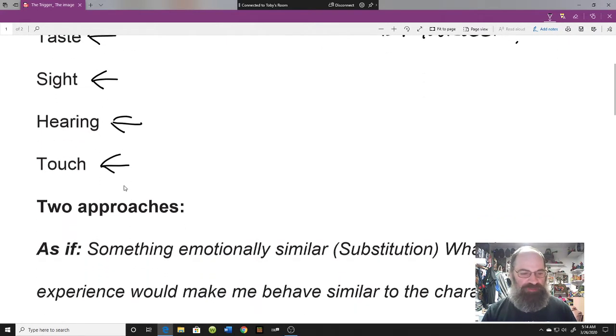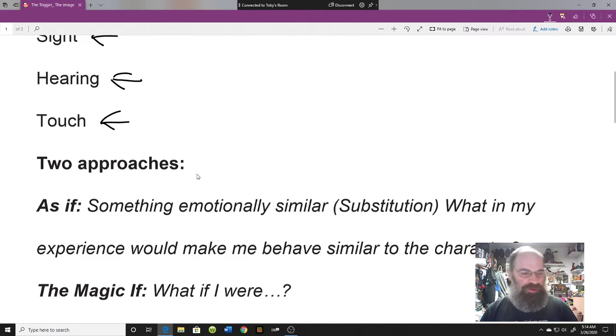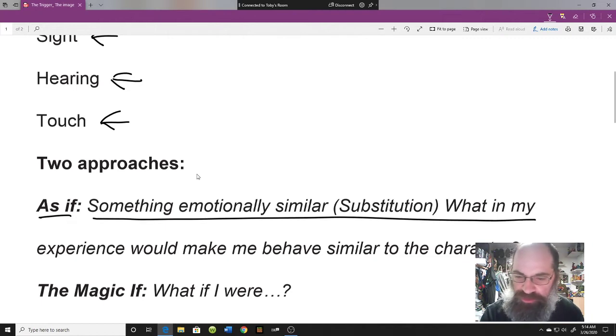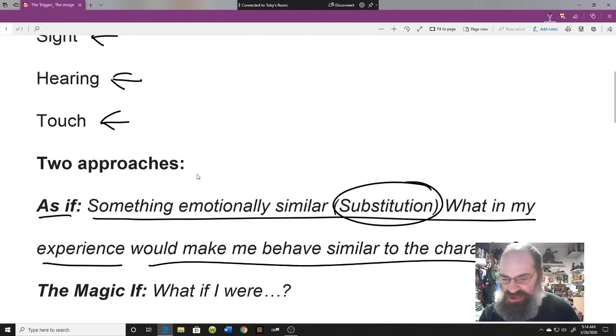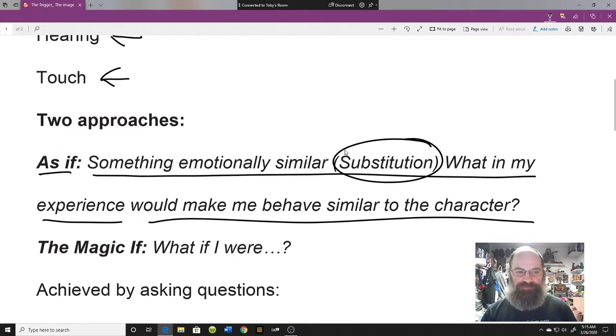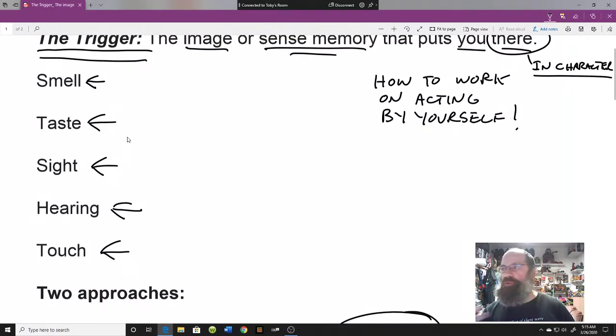So there's two approaches, and I've talked about these before. There's the as-if approach, something emotionally similar. So that's a substitution. What in my experience would make me behave similar to the character? This is where you have your sense memory. So for example, when I smell redwood, it always reminds me of my grandfather down in California. My grandfather used to carve toys for me and my brother out of wood, redwood stakes. So the smell of redwood is always going to bring an image of my grandfather.